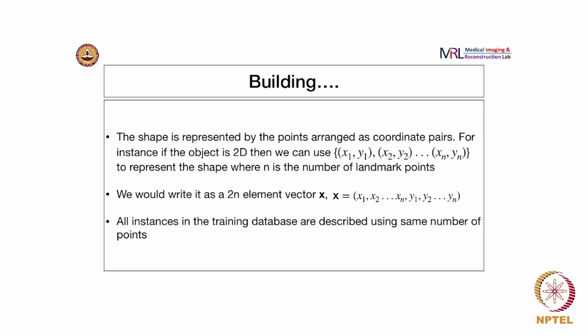That's very important. So once you have these ordered pairs, let's say you have S data points, and for every shape you have a 2n element vector.